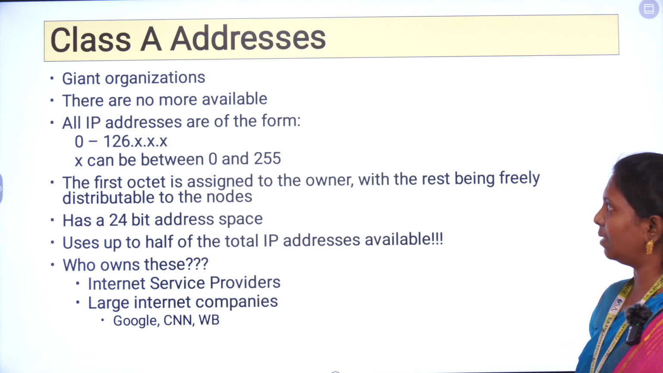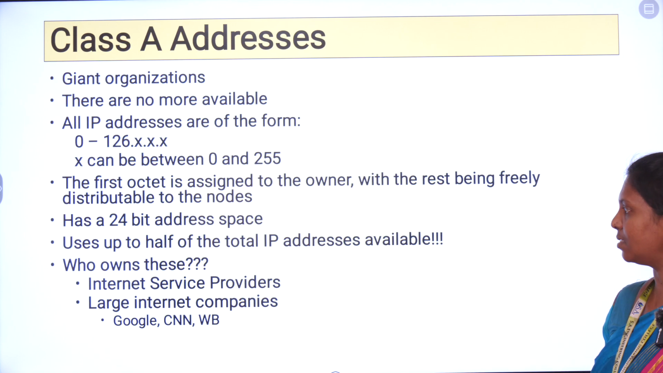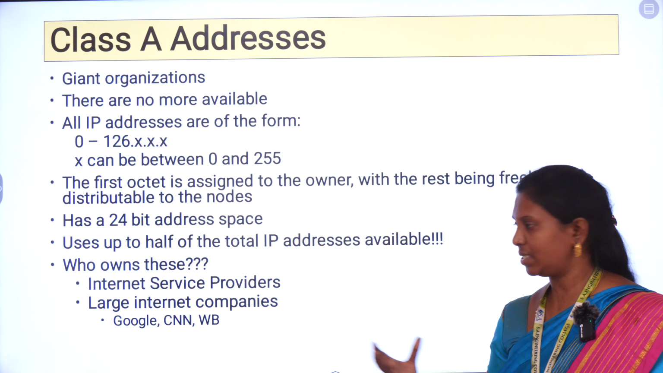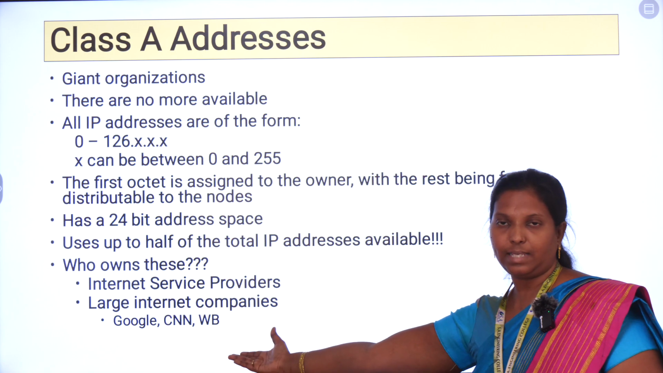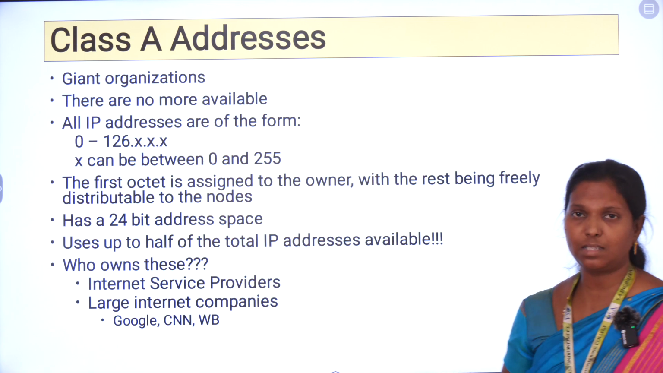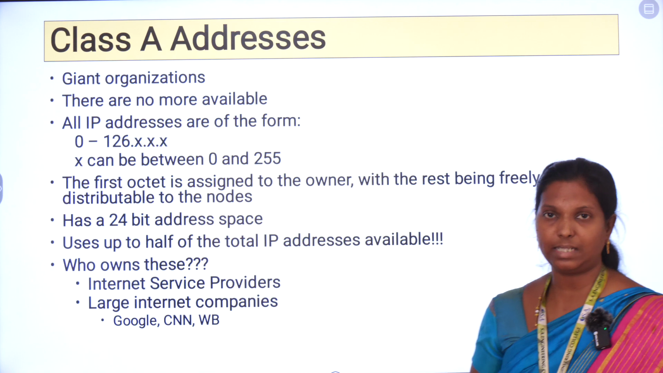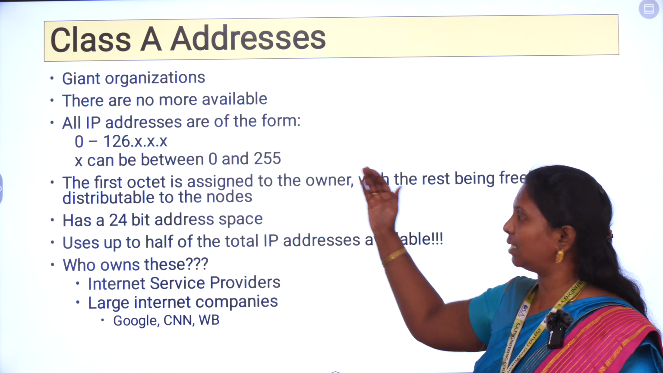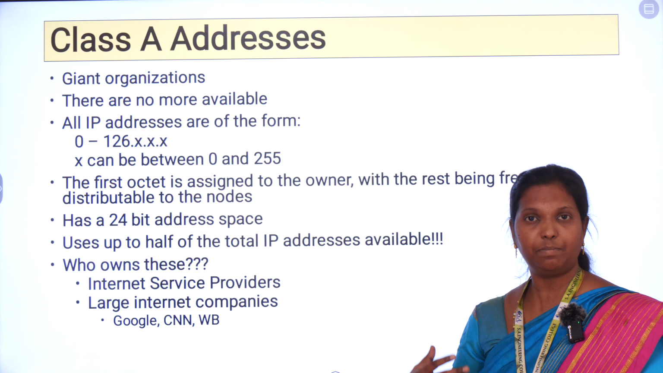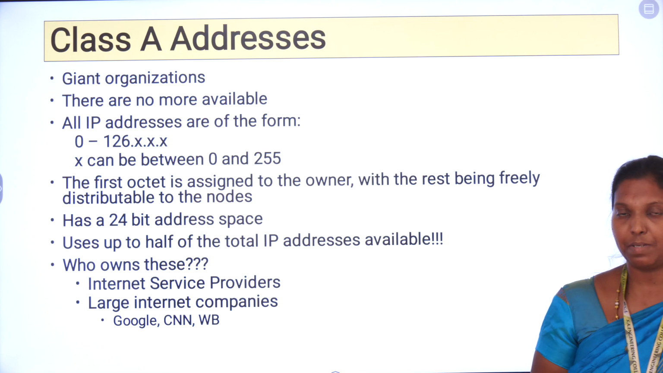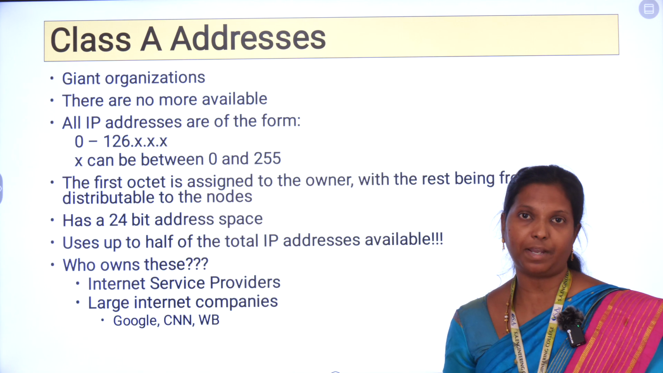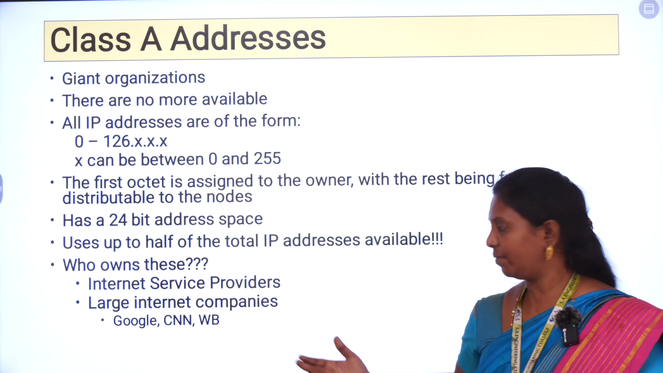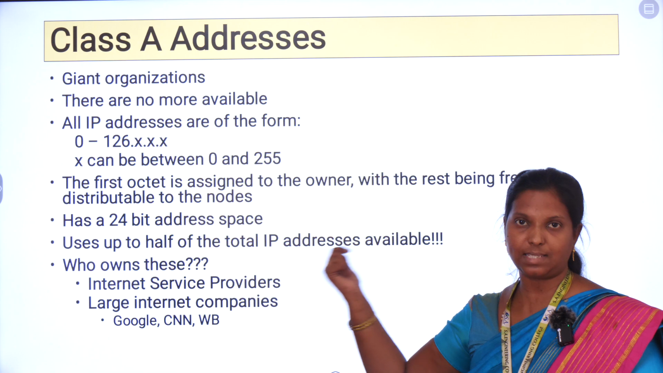Then these are sample examples for class A addresses, which are limited and given by ISPs. For example, Google, CNN and other large sites with large internet connections will always have class A addresses attached, because they need multiple purposes and a larger number of IP addresses to work with. So they depend majorly on class A addresses.